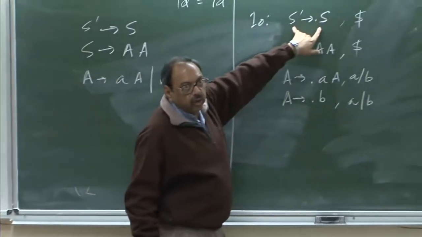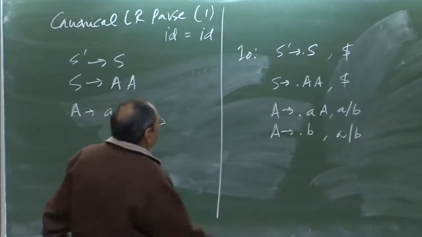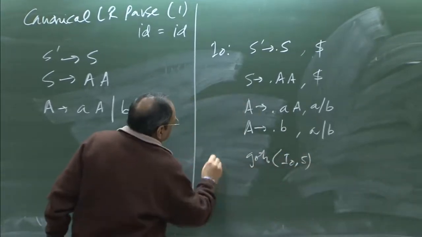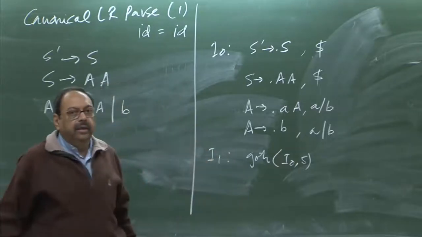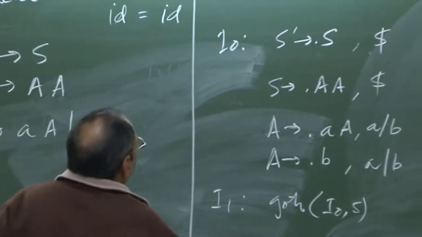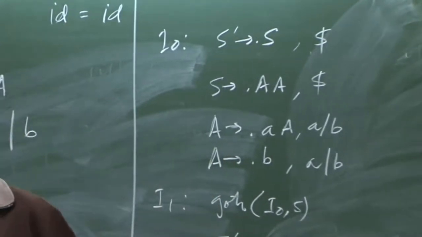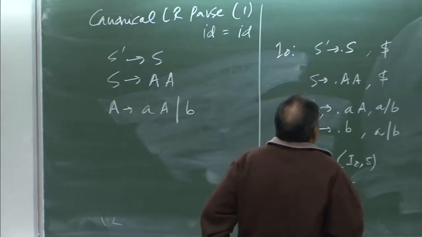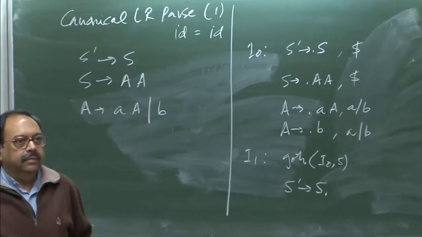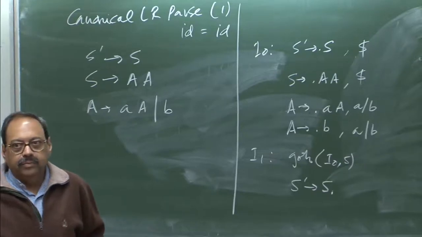So is the computation of the first item clear? This is my initial state always, and from this I am computing extra information. Next I say goto of I0 on S, and let me call that I1. First tell me what it will be. It will obviously do a transition on S, so it will give me S dot, but what will be the look ahead?